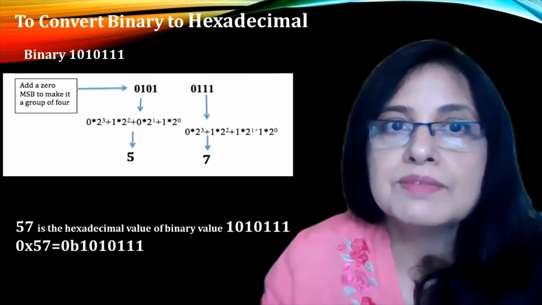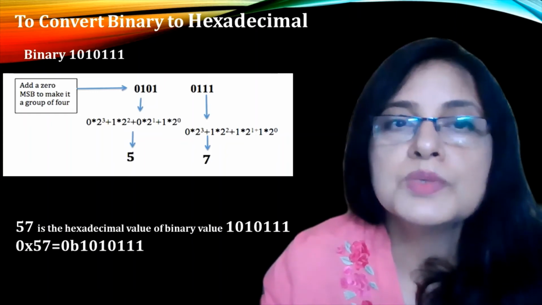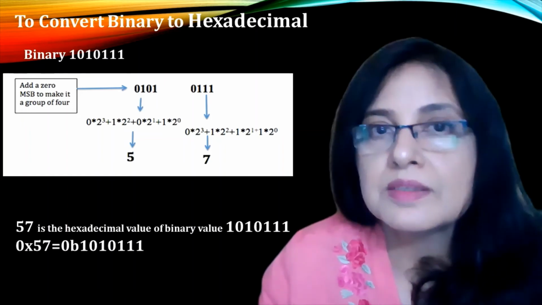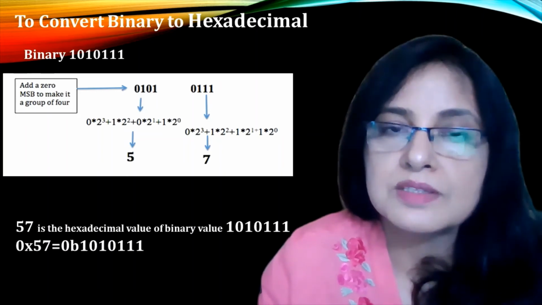So here we have the number 1010111, which we converted into hexadecimal by taking it apart into groups of 4 and then converting it into its decimal form.